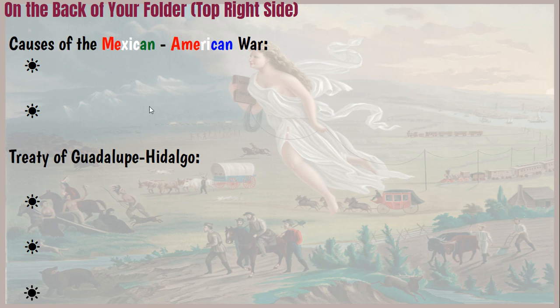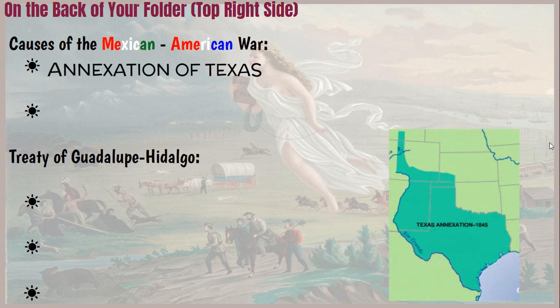So let's jot down our two main causes of the Mexican-American War. The first one here, the annexation of Texas. When Polk is elected and he adds Texas to the United States, this is going to cause hostility and conflict between the U.S. and Mexico.